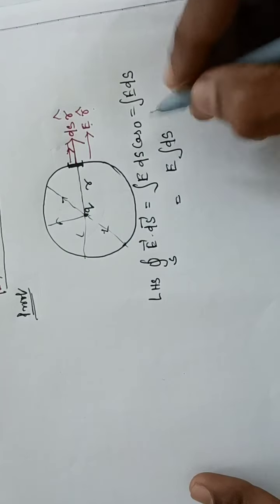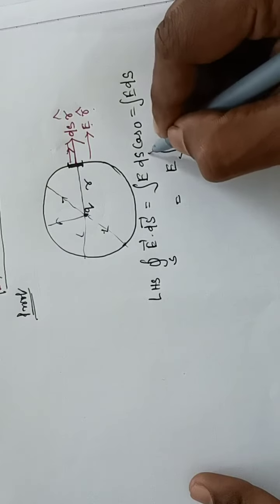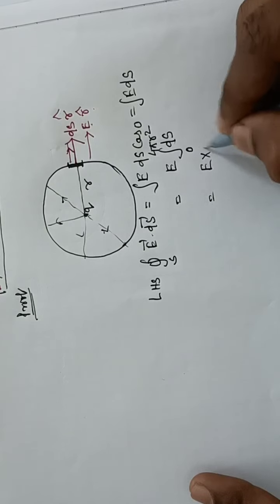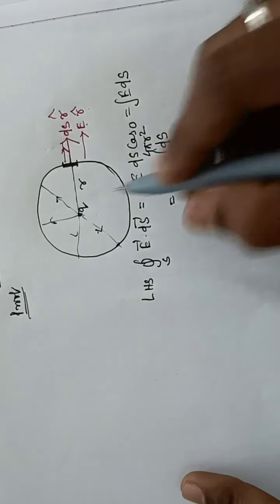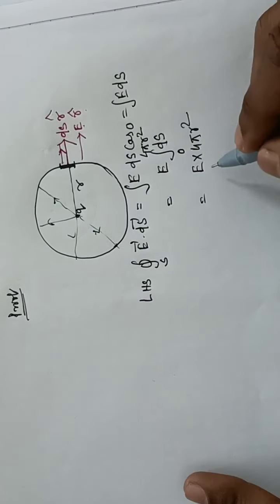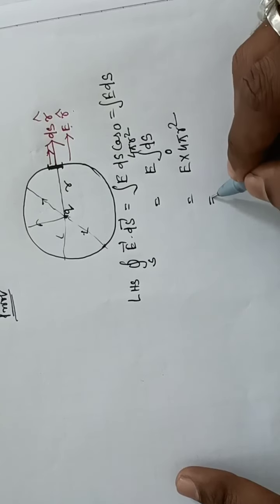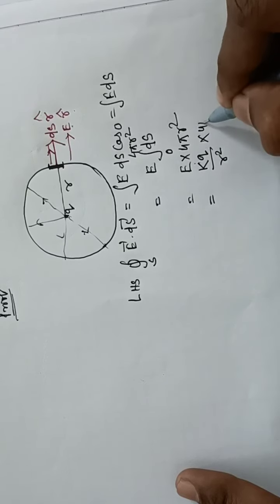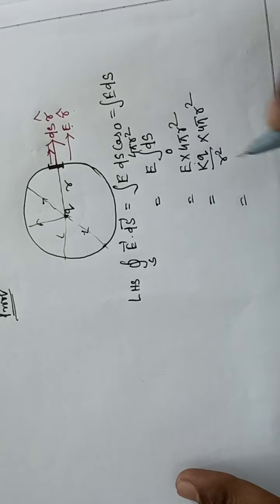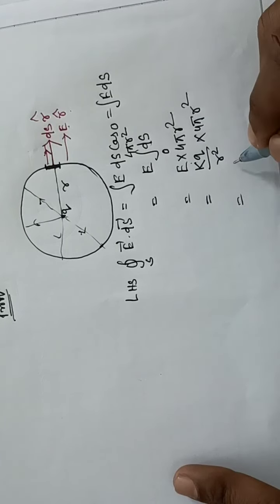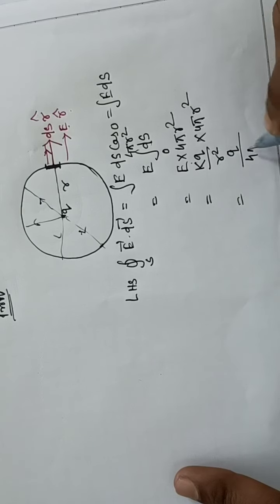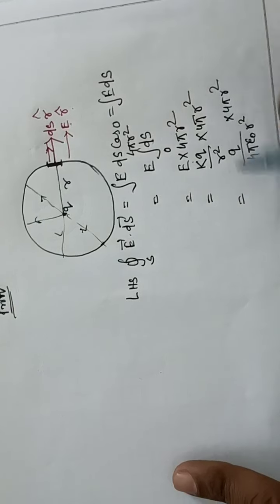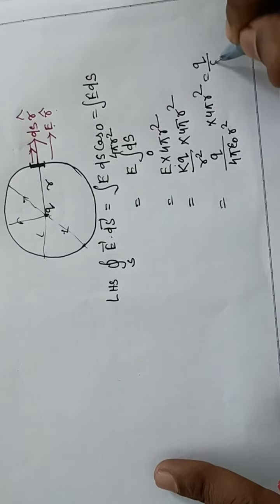So what is the area of the sphere? Simply I can write it as 4 pi r square. So definitely we will get E into 4 pi r square. And this is a point charge, so what is the expression of the electric field due to a point charge? It is kq upon r square, multiplied by 4 pi r square. And what is the value of k? The value of k is 1 by 4 pi epsilon naught. I will simply substitute the value of k, that is 1 upon 4 pi epsilon naught r square into 4 pi r square. If you observe carefully, the terms cancel out, and we get q upon epsilon naught.